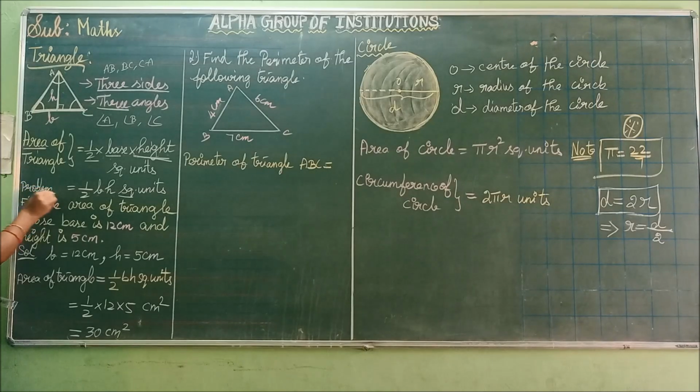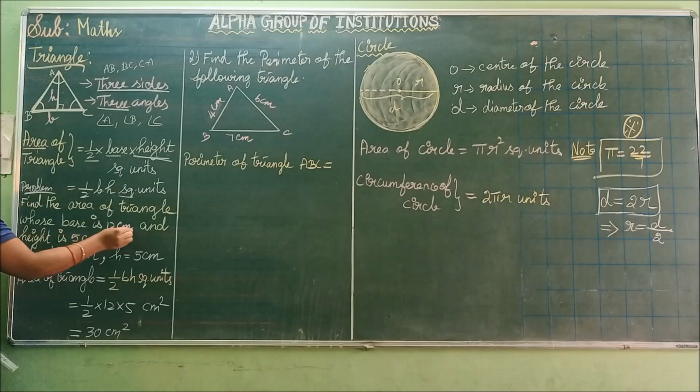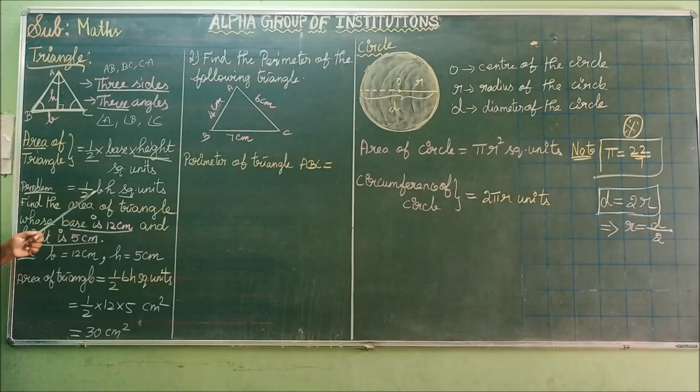Okay. Next we are going to see the problems based on this formula. Find the area of triangle whose base is 12 centimeter and height is 5 centimeter. So what are the given data? Base of the triangle is 12 centimeter. Shortly we are writing the base as small b, so b equal to 12 centimeter. Similarly we denote the height as small h, so h equal to 5 centimeter.